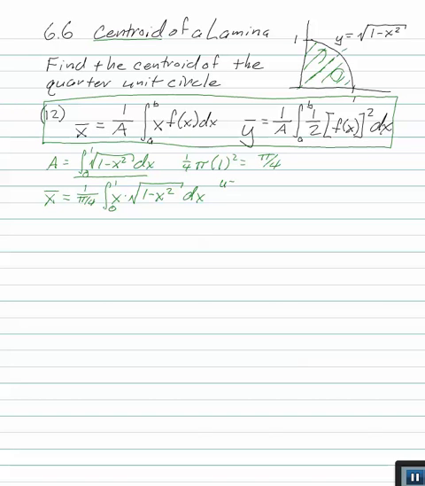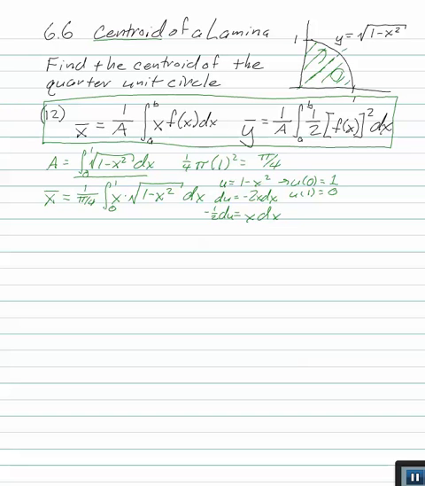So let's let u equal 1 minus x squared. Then u of 0 is 1 minus 0, which is 1, and u of 1 is 1 minus 1, which is 0. So our limits actually swap. Du is negative 2x dx, and I don't have a 2x dx in my problem, so that gives us x dx is negative 1/2 du.